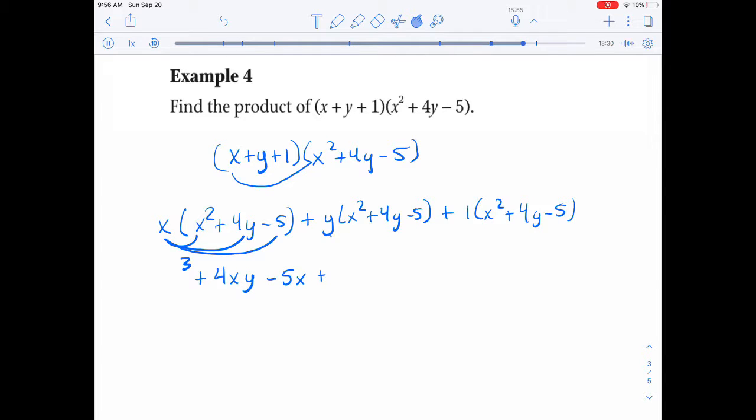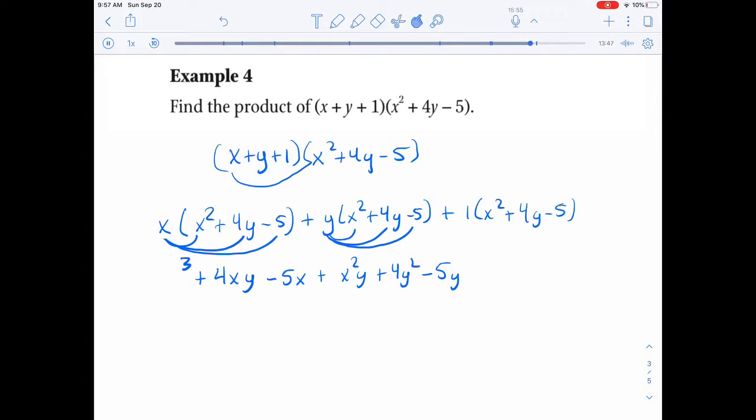Let's distribute y to the x squared. So we'd have x squared y. Let's distribute the y to the 4y. So we'd have plus 4y squared. Let's distribute the y to the negative 5, giving us a negative 5y.